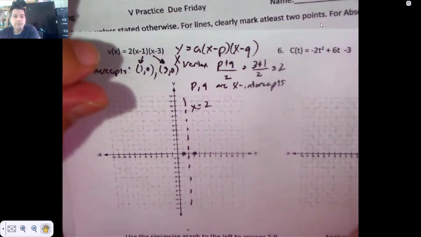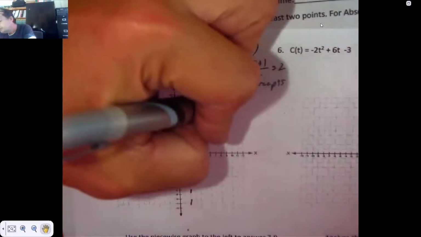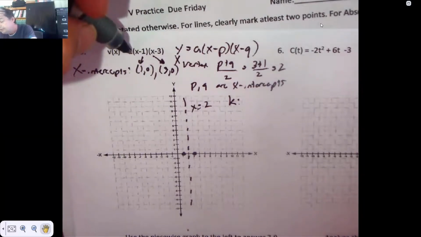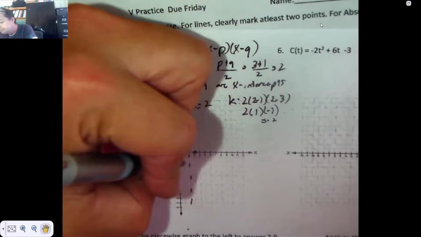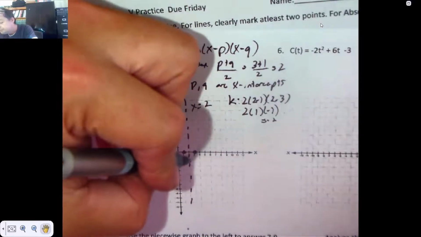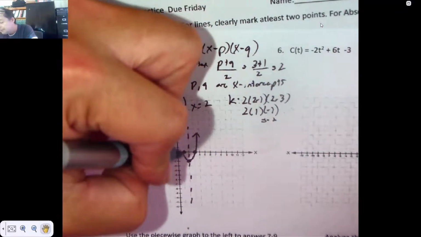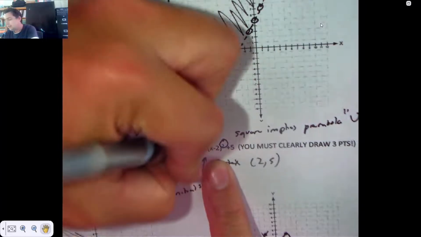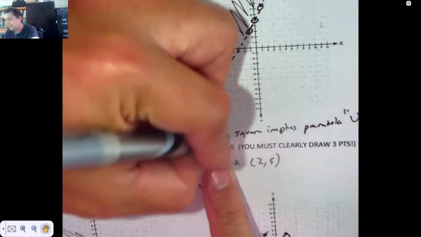To find the y-coordinate, plug x in. So the y-coordinate k for your vertex is going to be, when you plug a 2 in, 2 times 2 minus 1 times 2 minus 3. It's going to be 2 times a 1 times a negative 1, which is negative 2. There's my third point. Maybe I should have used a letter K. I don't know. You're supposed to understand. Where did I come up with letter K? From this. Because this is y equals a times x minus h squared plus k. That's where I came up with that.